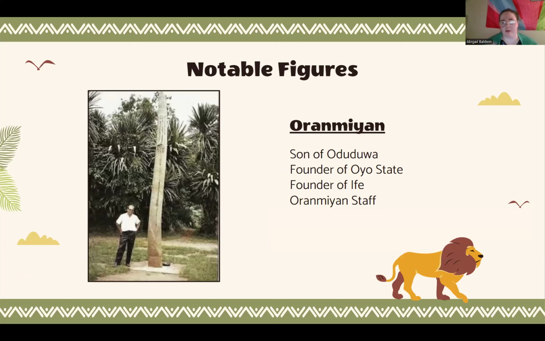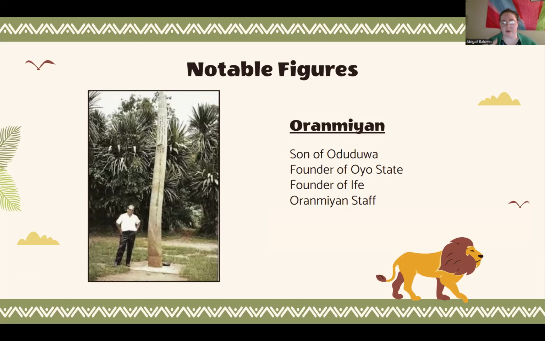So one notable figure is Oranmiyan. He is the son of Oduduwa. He is supposedly the original founder of the Oyo state. And since he's the son of Oduduwa, Oduduwa is the one who founded Ife. He's the one that people believe is from Benin. He was the king that was sent to Ife.